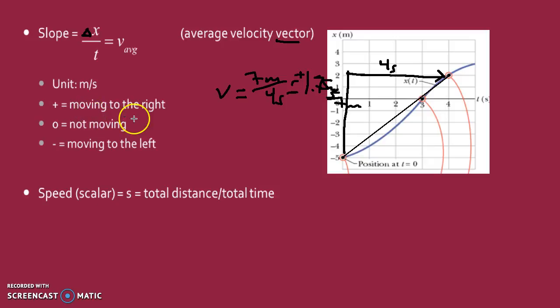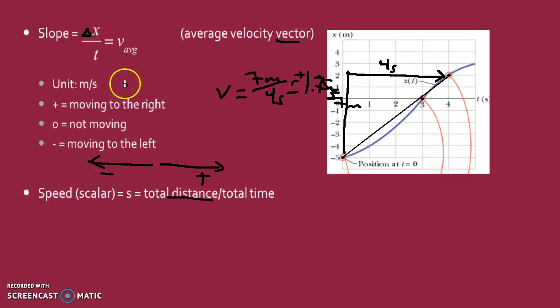If we're saying that positive is to the right and negative is to the left, then for us to have a positive velocity, that tells us we're moving to the right, and when it's negative, we're moving to the left. We can also talk about speed, and speed is the scalar version of velocity. There's a big difference here. When we calculate speed, instead of the displacement, we're taking the total distance.